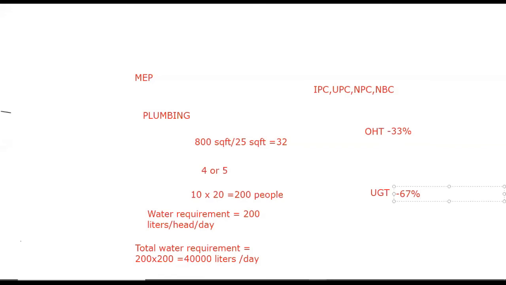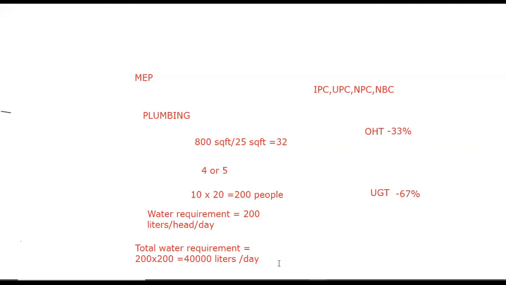But in actual condition, what happens? This 33% also we can't store, because 33% of your daily requirement. Daily requirement is 40,000 liters, isn't it? If you calculate 33% of this 40,000 liters, then you can suggest what will be the water we are going to store in OHT, which is nothing but 40,000 multiplied by 0.33. So it will be about 13,200. That itself is a huge load for the building.